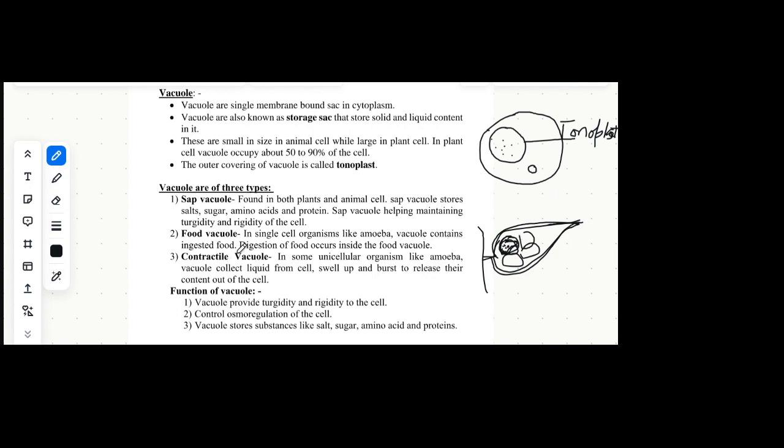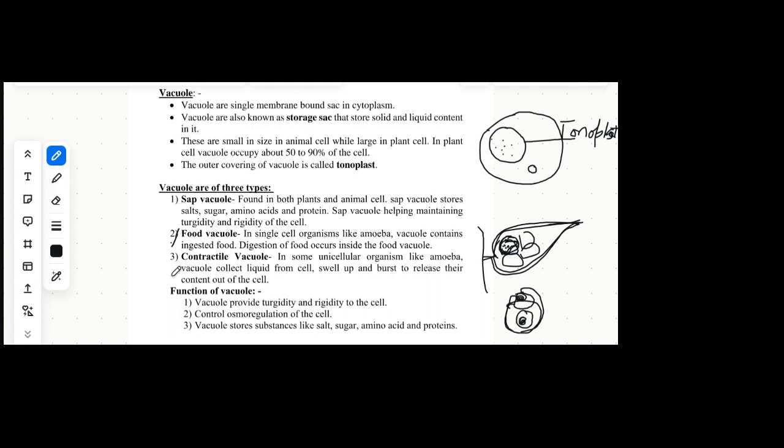Now come to the second, that is the food vacuole. For example, in amoeba, food vacuole stores food. Suppose this is the food present outside the amoeba cell, then the amoeba, with the help of false feet, the pseudopodia, engulfs this food particle and stores it in the vacuole, where digestion of this food occurs with the help of lysosomes, right? So the vacuole which stores food inside it, we call the food vacuole.